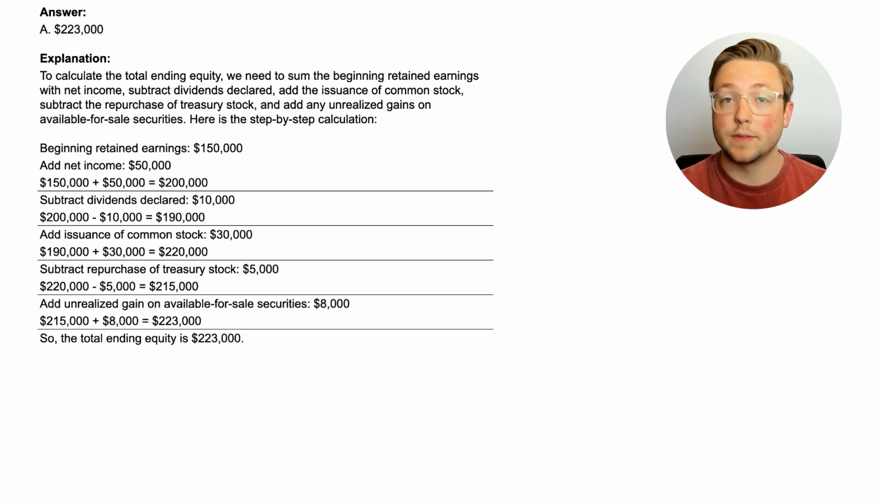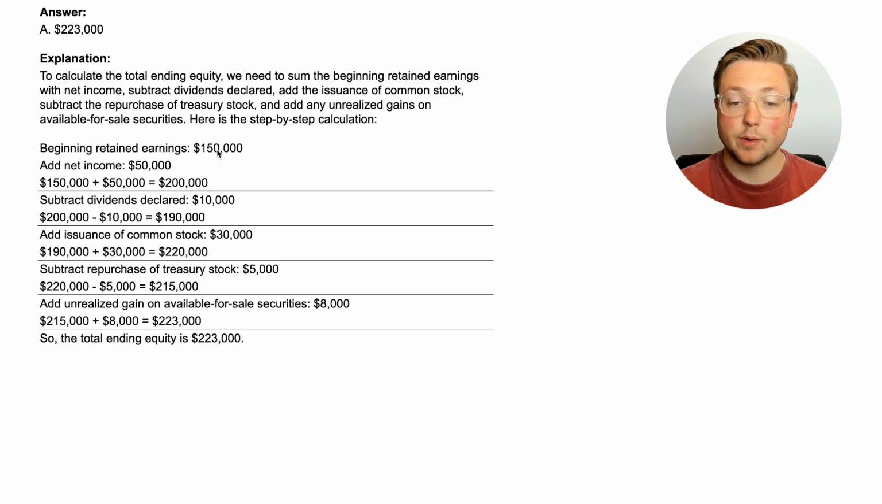All right, here we are at the answer, $223,000. So let's read through this explanation. To calculate the total ending equity, we need to sum the beginning retained earnings with net income, subtract dividends declared, add the issuance of common stock, subtract the repurchase of treasury stock, and add any unrealized gains on available for sale securities. So here's the step-by-step calculation.